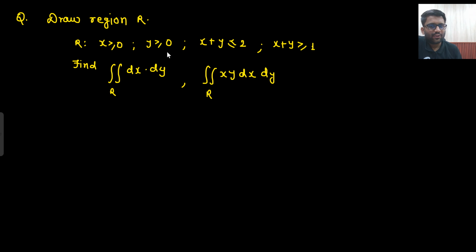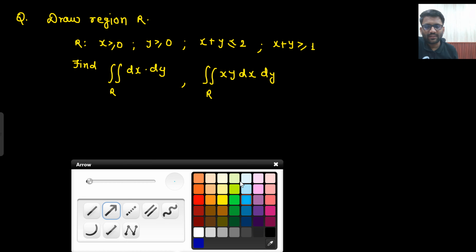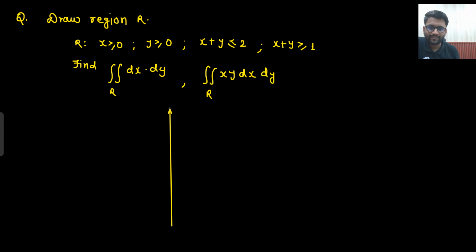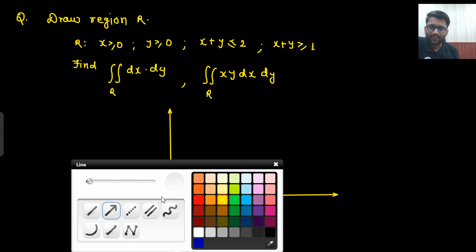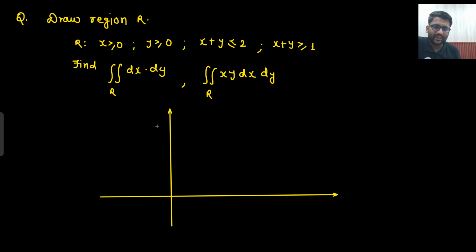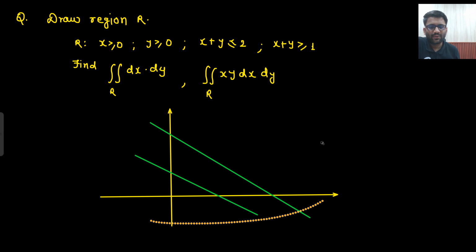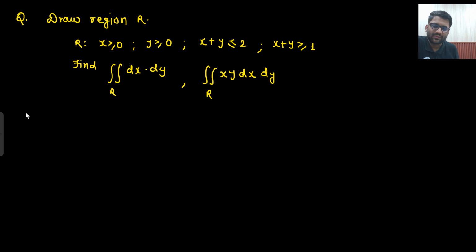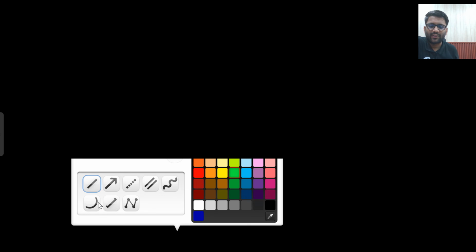Here x greater than 0, y greater than 0, x plus y less than 2. Till this point we have already made. Now they have given another thing, that is x plus y greater than 1. So you need to draw the region R. Can you draw the region R? Surely I can draw the region R. Again let's draw it on the next page, because I need to make the bigger diagram so that you understand.